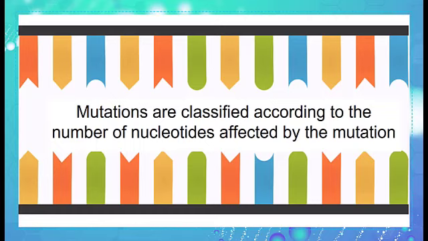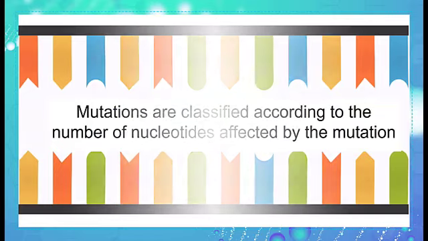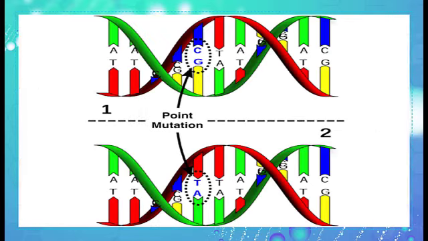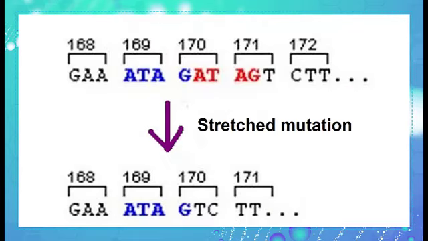Mutations are classified according to the number of nucleotides affected by the mutation. A mutation that affects only one single nucleotide is called a point mutation, while a mutation that affects many nucleotides is called a stretched mutation. In this example, you can see that the sequence ATAG is deleted by the mutation.